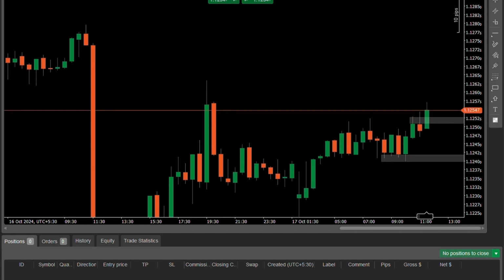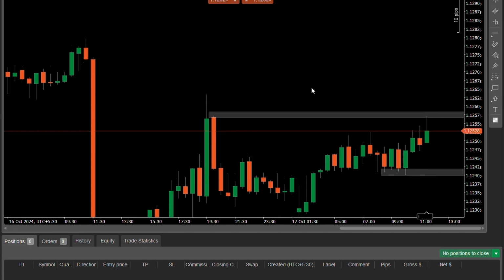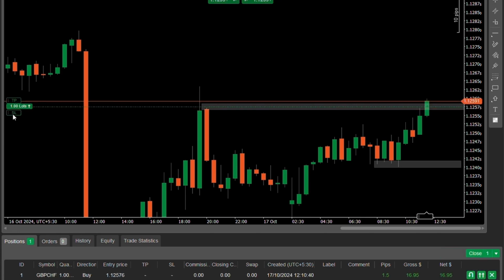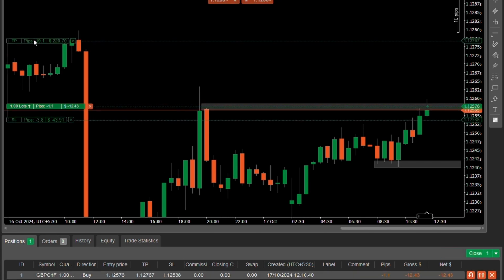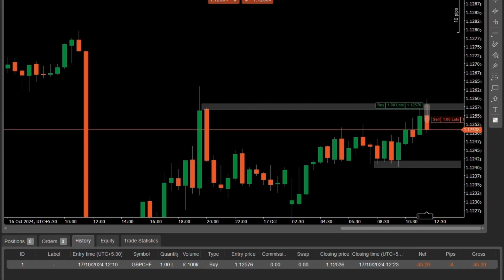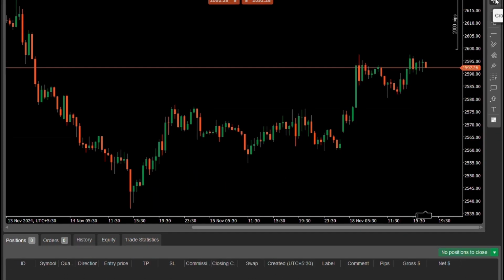Okay, let's draw resistance here. If a candle closes above, I will take a buy. Adjust this resistance to here because this is valid. Okay, let's take the buy. Stop loss at the current candle low. See, our stop loss triggered. That's why I don't trade pairs like these. Let's move to the next example.